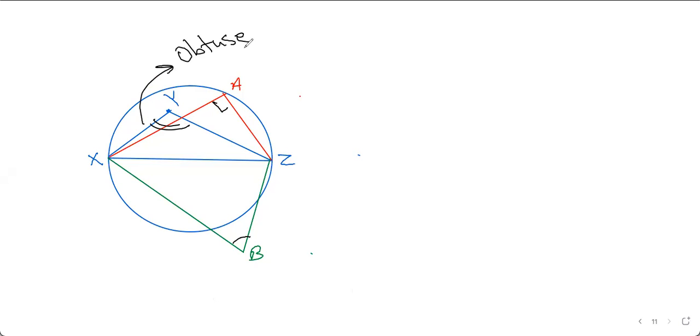On the circle, right angle. Outside the circle, acute angle. Inside the circle, obtuse angle. Because XZ is the diameter. Now look at the statements that are given in the question.